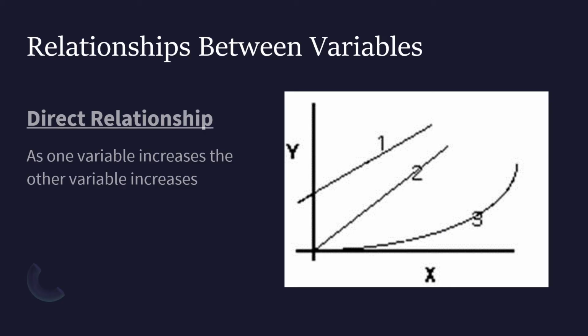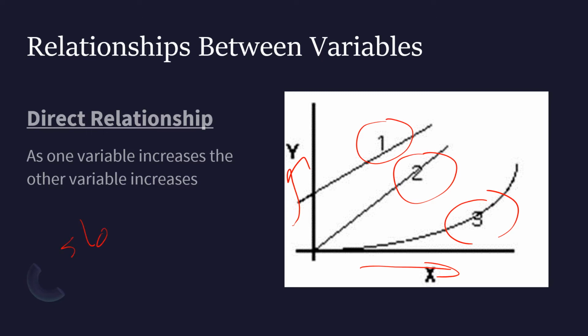So to start with, we talk about relationships between the two different variables. You have your independent variable and your dependent variable. And the first relationship is what's called a direct relationship. Pretty straightforward. Means that as one variable increases, the other variable increases. So you can see on this graph, graph 1, graph 2, and graph 3, as x gets bigger, y is getting bigger. The one thing that's consistent here for all three of these graphs, no matter what, the slope is positive.